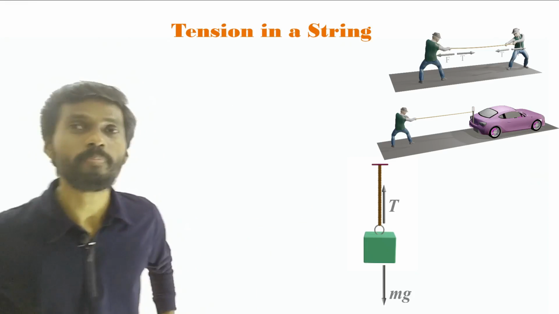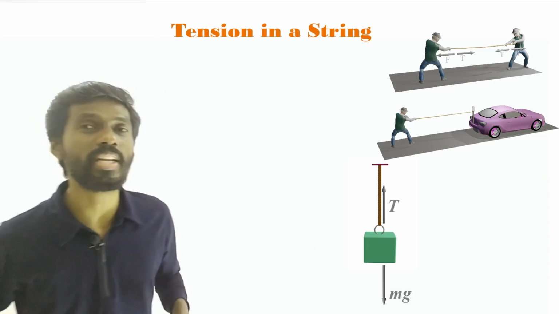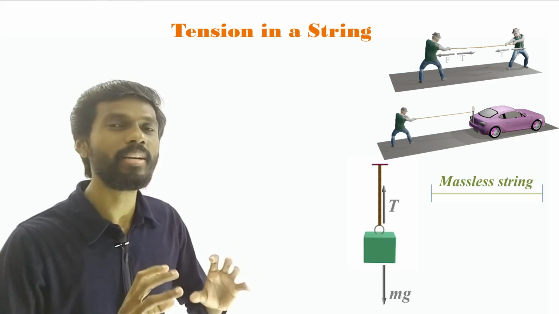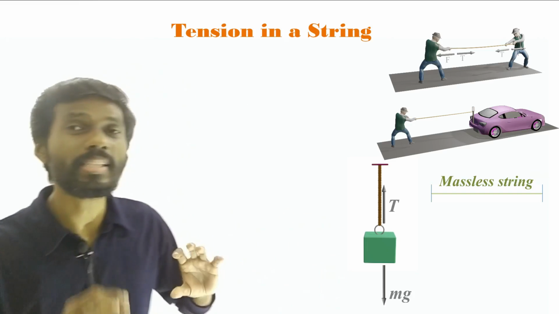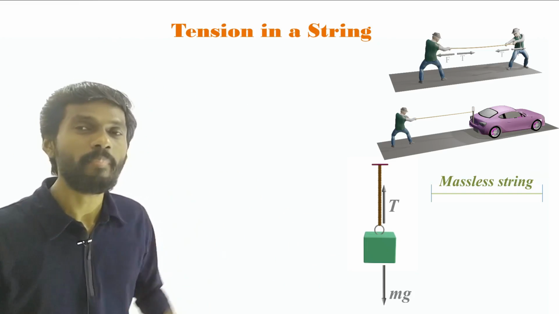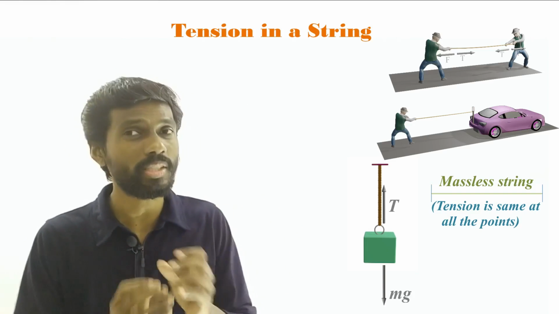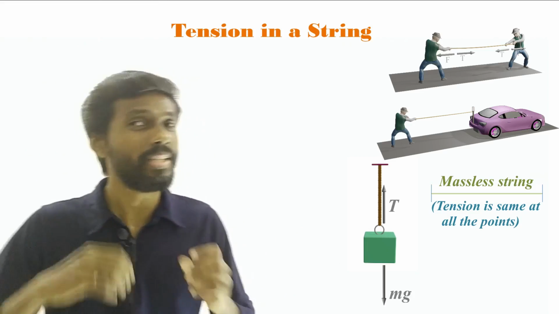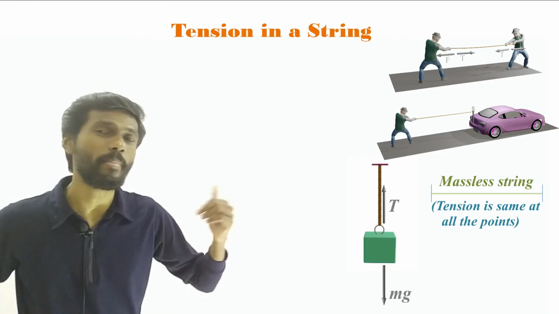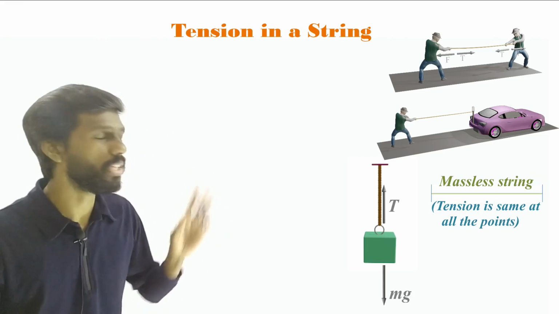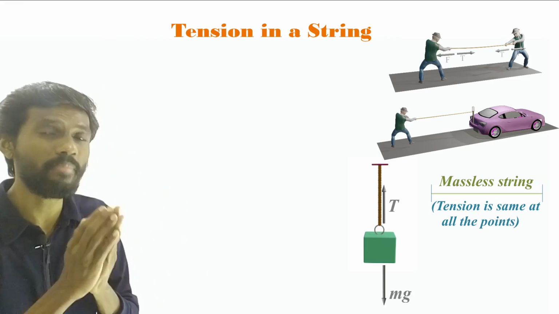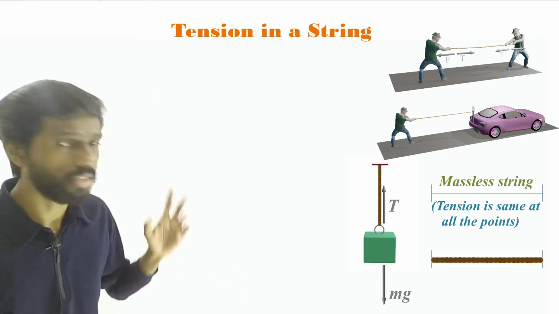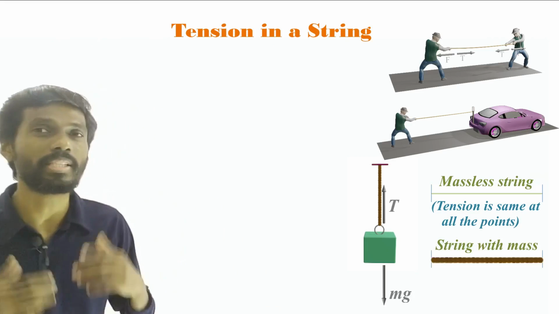Now we have two types of strings. One is an ideal string which is massless. Nothing as such is massless, but the mass of the string is negligible compared to the other objects in the context. So that is a massless string. For a massless string, the tension is the same at all the points on the string. At any point you find the tension, it will have the same magnitude. But the directions may be different at different points depending upon the other forces, but the magnitude of the tension at any point on the string has the same value, right? So that is a massless string. We also have the other type of string, a string with mass, a string which has some significant amount of mass.